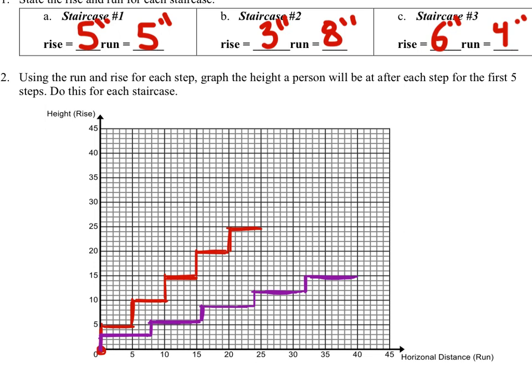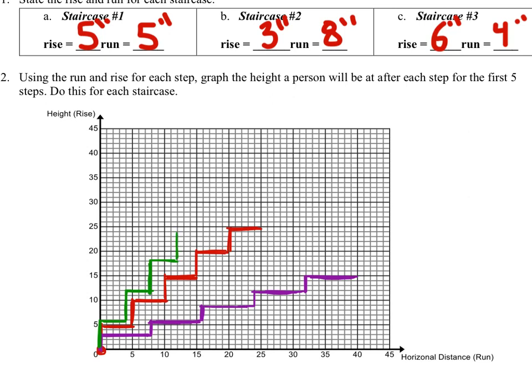Next up will be green, staircase 3. This one says to have a rise of 6. So I'm going up 6, to the right 4. Hopefully you guys can see that. Now let's try the next one. I'm going to go up another 6, and then to the right 4 again. It's very light, but you should be able to see it hopefully. And then up another 6, and then to the right 4. So I got my 3 steps. Let's do another 2 steps.